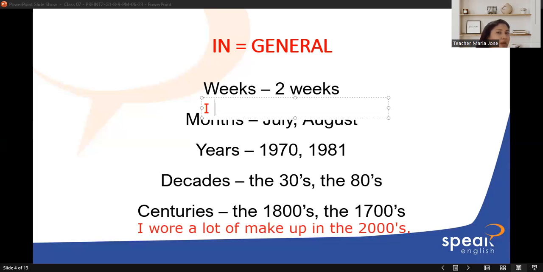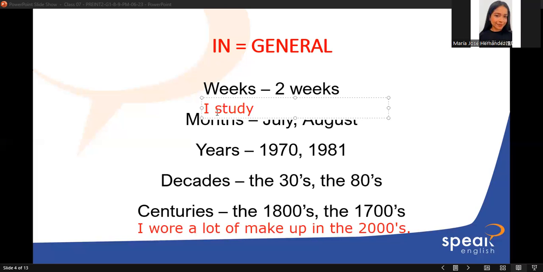When we talk about the weeks, you can talk about the future, something that you will do in the future. Okay. I study 2 a week. I study is the present. We talk about the future. Because if you tell me I go to study, go. I go, no, go is another verb.